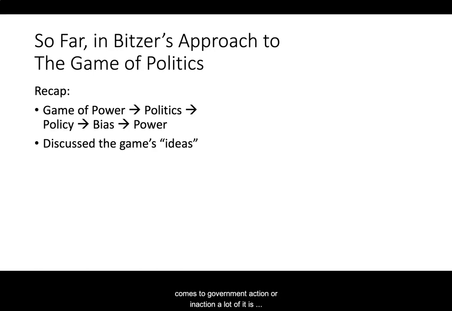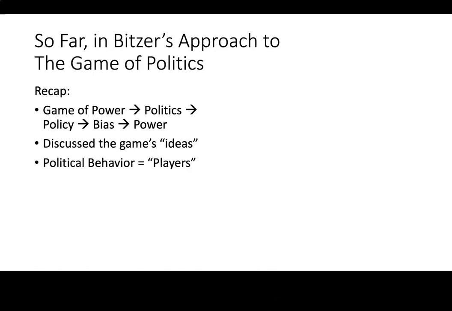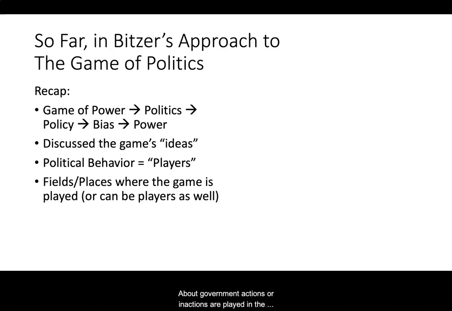When it comes to government action or inaction, a lot of it is structured by how the ideas, the principles, the values of American politics have been played out. Certainly the players are core components of what government chooses to do, what government chooses not to do. Those decisions about government actions or inactions are played in the fields, the institutions, the places: Congress, the presidency, the courts, the bureaucracy. Those fields, places can also be players in terms of thinking about what policies are being adopted.